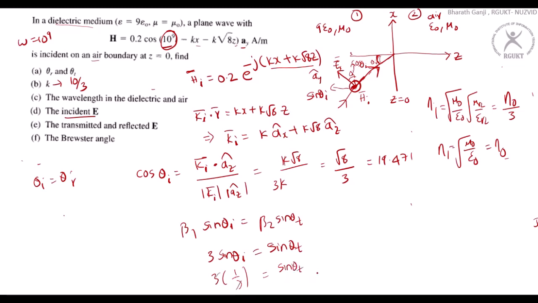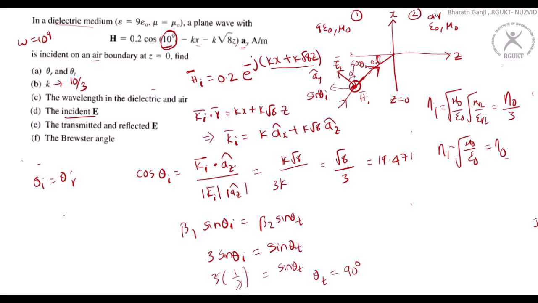That means theta t is what? 90 degrees. So this is basically the critical angle. So the wave is hitting exactly at the critical angle. That is why your theta t is 90 degrees. It's not beyond the critical angle, it is exactly hitting at the critical angle. So you have a theta t which is 90 degrees. Okay.